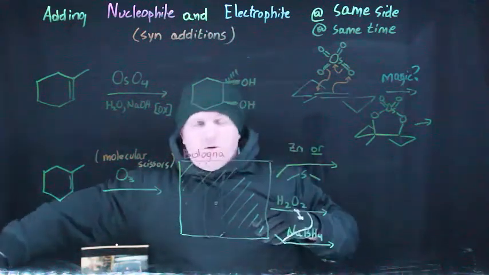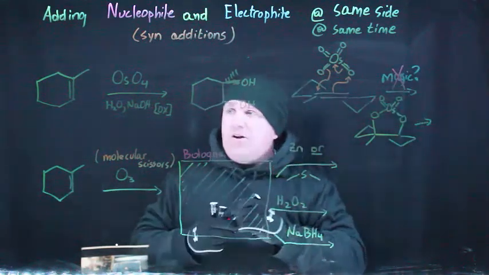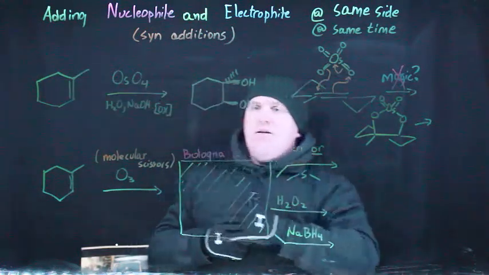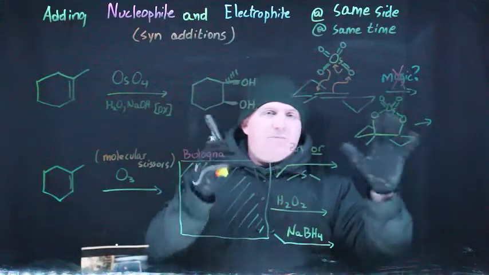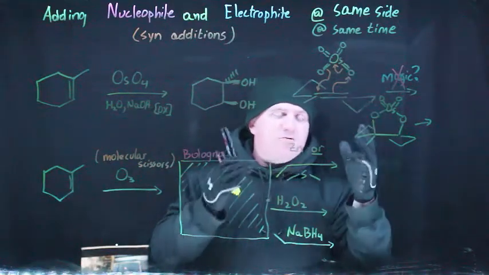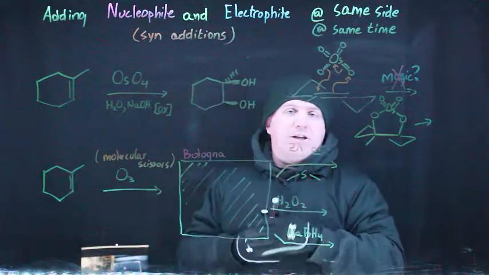And so there's really nothing magical about this step at all. It's just, this isn't the point. And so, as far as I'm concerned, what you really need to know here is that osmium tetroxide adds two alcohols at the same time. So all of this stuff is fine, and I'm showing it to you now because it fits into the same general category of syn additions, where the reagent has both a nucleophilic and electrophilic end simultaneously.